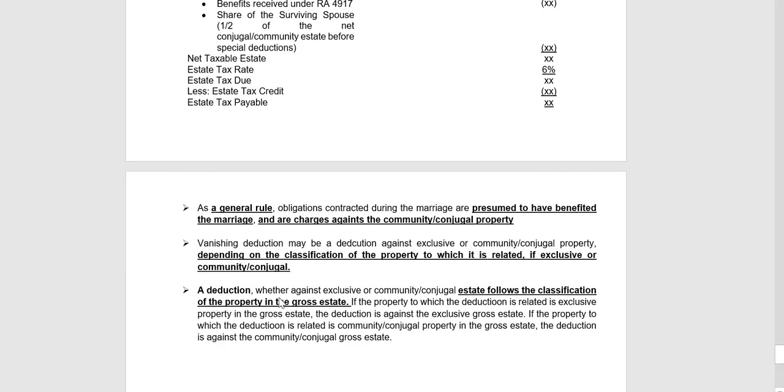A deduction, whether against exclusive or community property or conjugal estate, follows the classification of the property in the gross estate. That is what I said earlier. If the property to which the deduction is related is exclusive property in the gross estate, the deduction is against the exclusive gross estate. If the property to which the deduction is related is community or conjugal property in the gross estate, the deduction is against the community or conjugal gross estate. But if it is difficult to identify which it is, the deduction is against the common property. Okay?